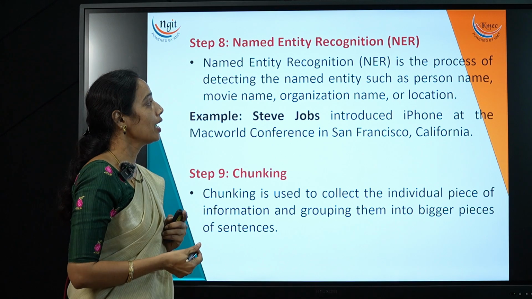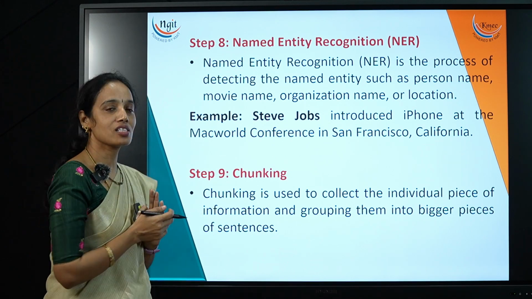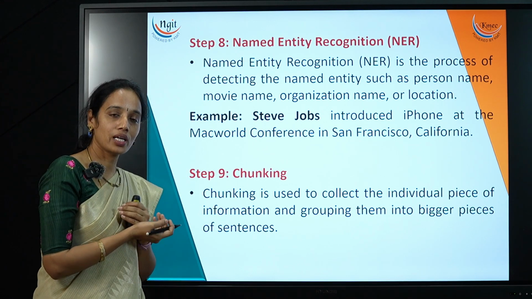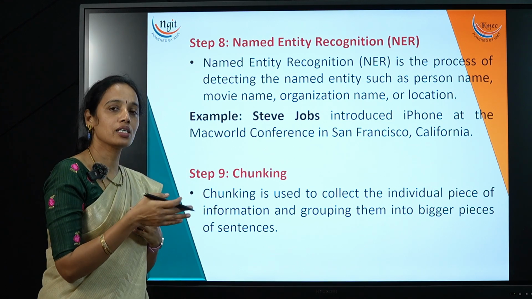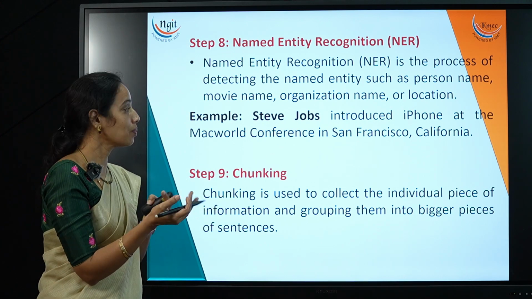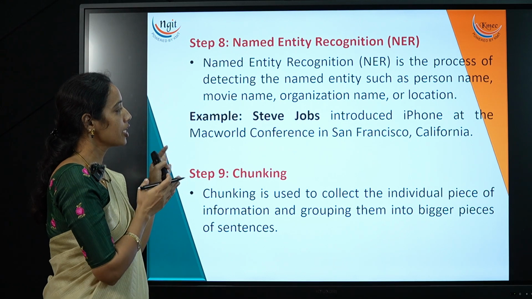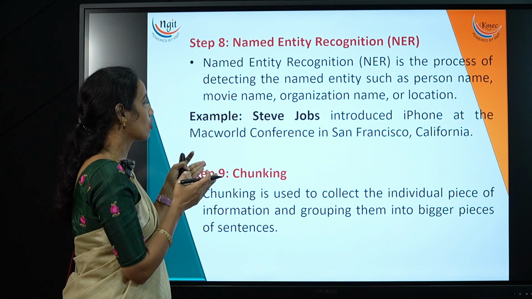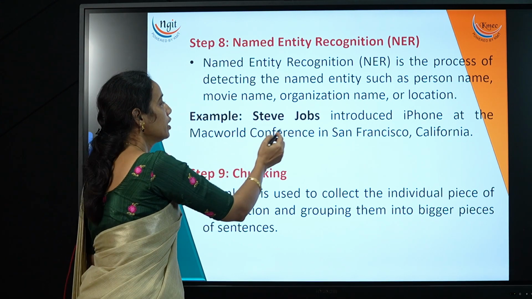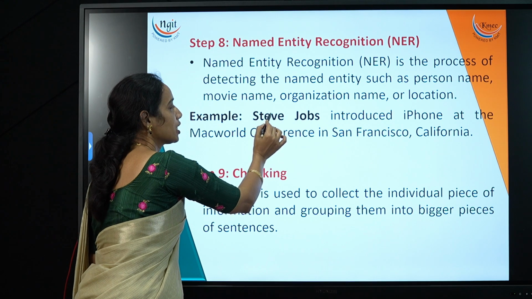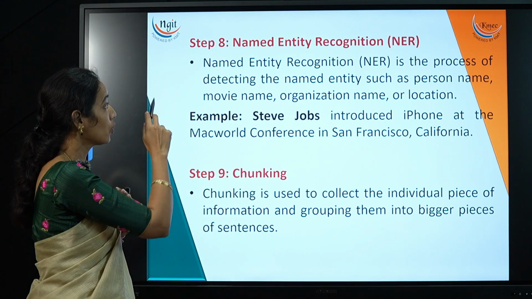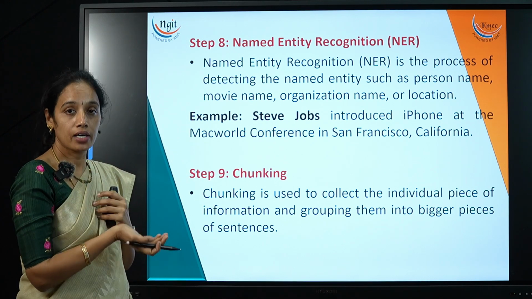Next one, named entity recognition. It is a process of detecting named entities, such as a person name, movie name, organization name or location, depending upon the sentence or the input we give to the NLP pipeline. For example: Steve Jobs introduced iPhone at the Macworld conference in San Francisco, California. Here, with named entity recognition, we want to highlight Steve Jobs. In such cases we use named entity recognition.